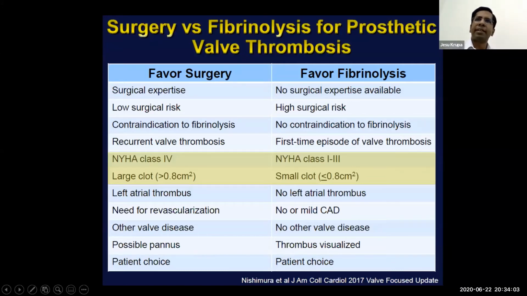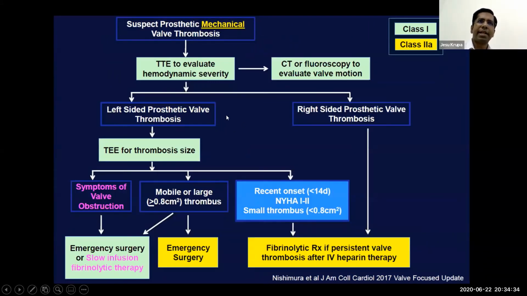Now, when we find this thrombus, should the patient go for surgery or fibrinolysis, that is thrombolysis? There is no need to remember many big things, but the simple thing is, if it is a small clot, less than 0.8 centimeters square on TE, then we can proceed with fibrinolysis. Whereas if it's a very large clot, then the patient may need to go in for a surgery. So this is just an algorithm from the valve update guidelines. So TE is used mainly to look for the thrombus size and accordingly decide whether fibrinolysis or not.